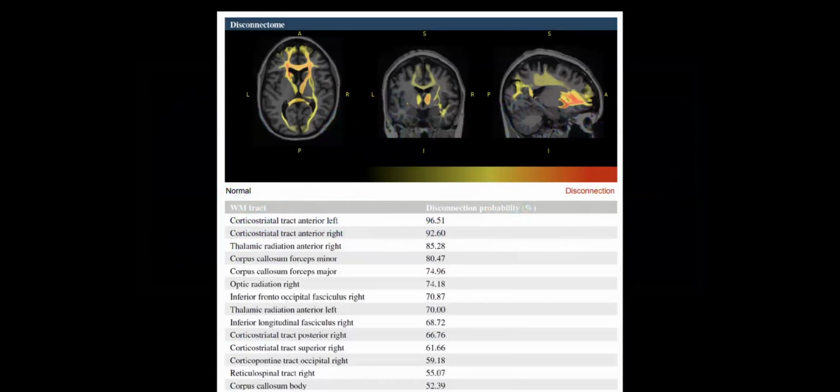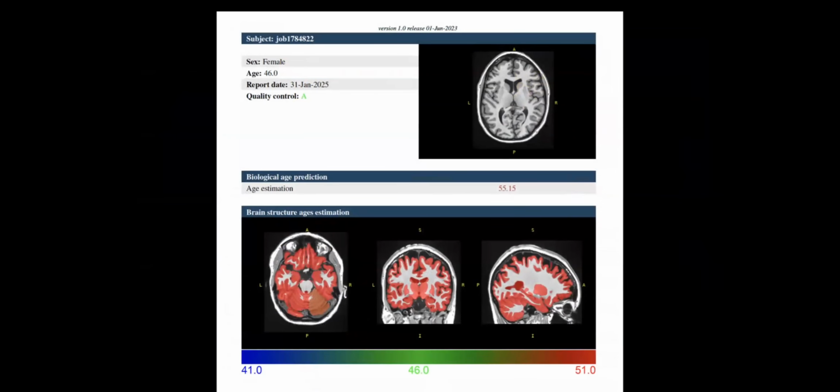Of course, the disconnectome map shows abnormal disconnections, with the most disconnected area being in the left anterior cortical striatal tract. So again, more of a left-sided predominance in the most disconnected area. Brain age in this individual is almost a decade accelerated compared to chronological age. This individual's chronological age is 46 years old, and yet their brain age is almost a decade older.